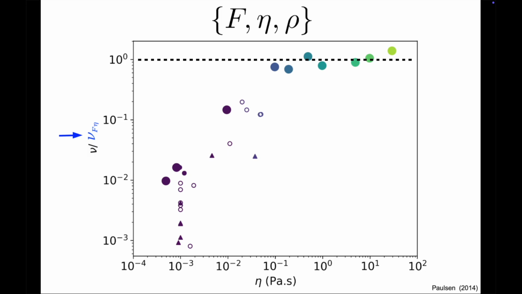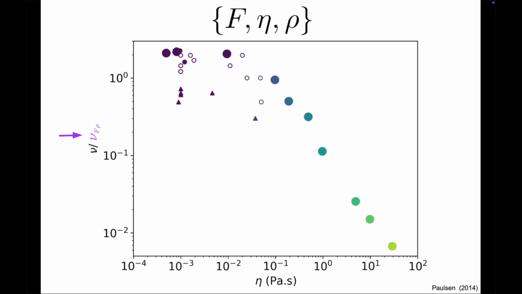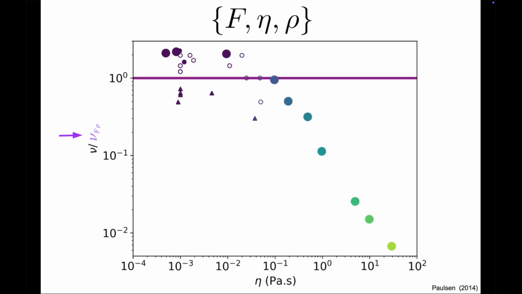Alternatively, we can try to scale by the kinematic viscosity, the diffusivity based on the viscosity and density. From this point of view, whether or not the observed diffusivity is smaller or larger than the kinematic viscosity seems to distinguish the viscous and inertial regimes we had seen in Paulson's data. But the rest of the data remains scattered. Finally, we can use the unit based on force and density. Dynamics on this purple line are those that strictly follow Rayleigh's regime.